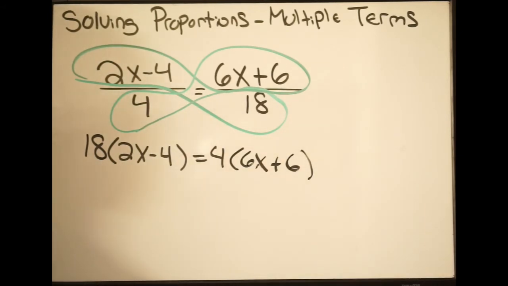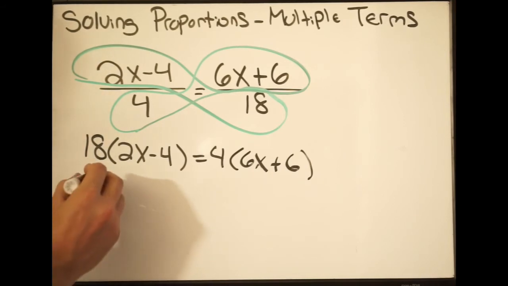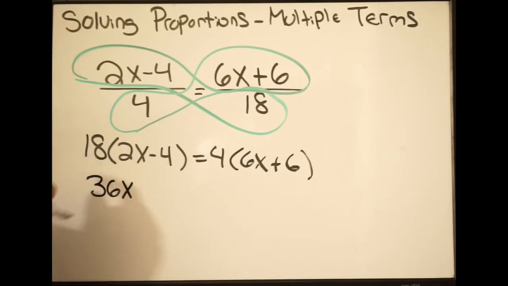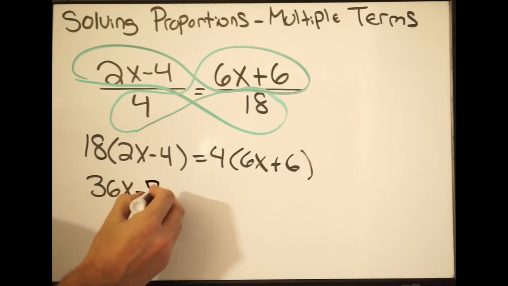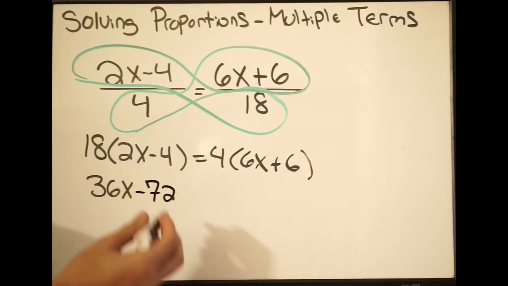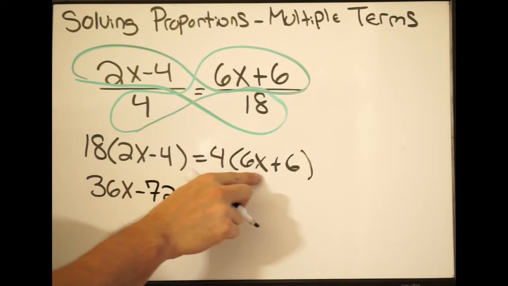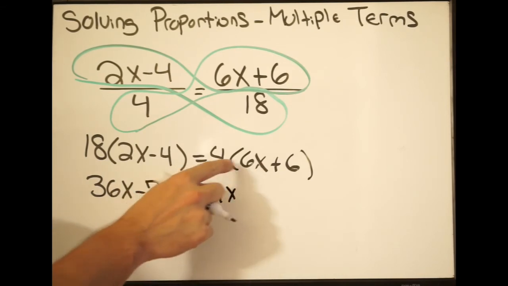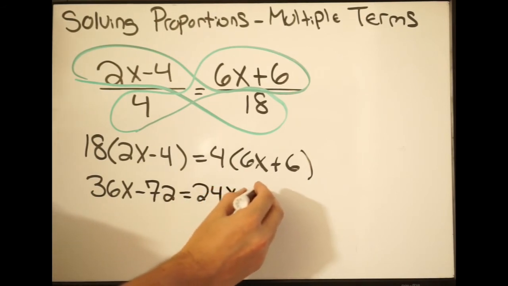And at this point, I want to go ahead and just simply distribute, right? So I'm going to distribute this 18 inside. So 18 times 2x, that's going to give me 36x. Okay, so we're just writing 36x. And then 18 times a negative 4, that's going to give me negative 72. Okay, just continuing on, we have equal to 4 times 6x, that's 24x. And then 4 times 6 is going to be positive 24.